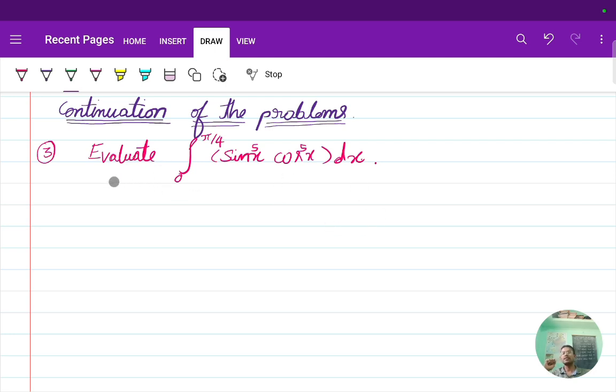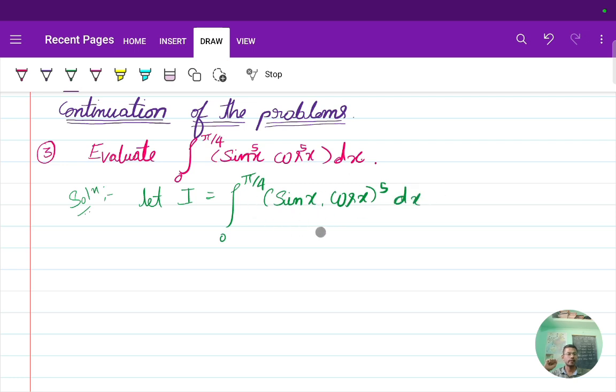The third problem is evaluate integration over 0 to pi by 4 sine power 5x into cos power 5x dx. Let us solve this. Solution. Let I is equals to integration over 0 to pi by 4 into sin x into cos x whole power 5 dx. Shall I write like this? We can write like this.